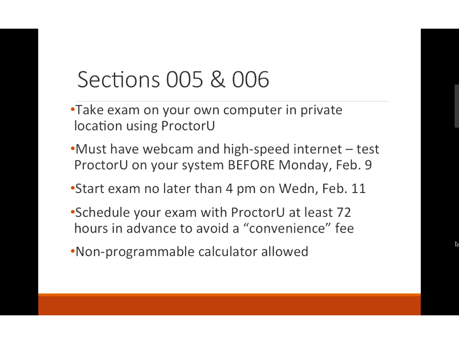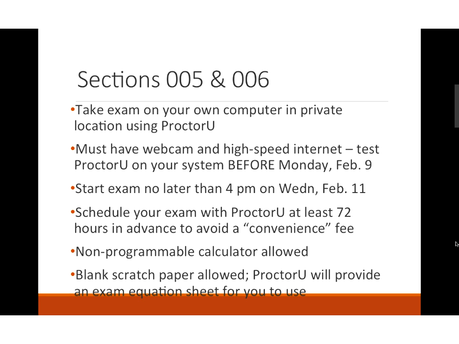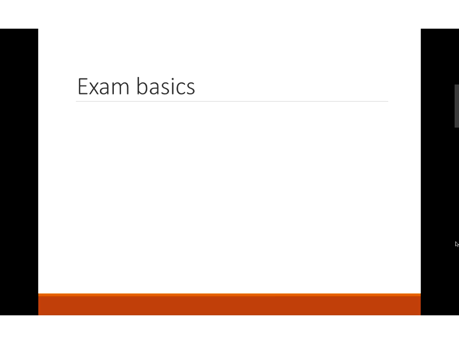You can use a non-programmable calculator. For ProctorU, you supply your own blank scratch paper. You will have to show them it's blank. You will provide a pencil. You will need official photo ID. You will need a non-programmable calculator, not a TI-83, not a TI-89, not your phone. And ProctorU will give you a PDF exam equation sheet to use. Okay, so you will use the sheet, and we'll talk about that in a minute.